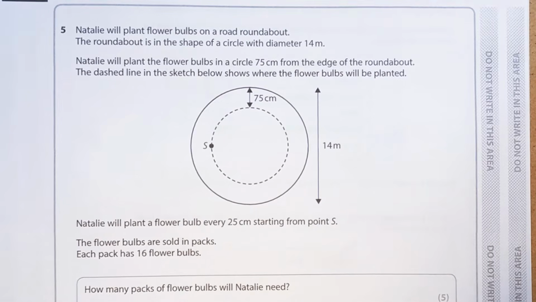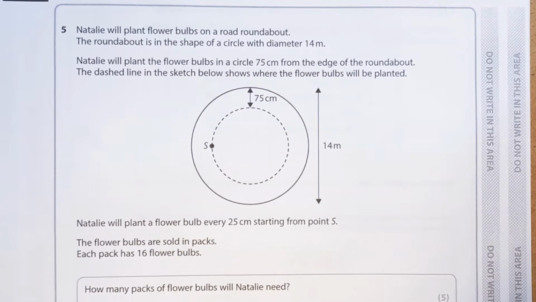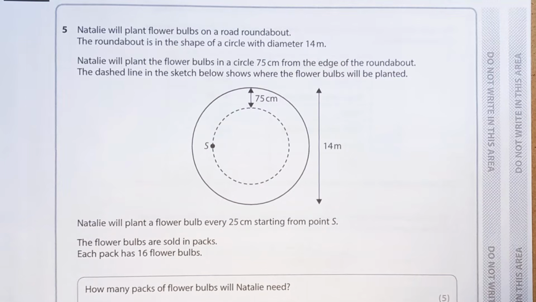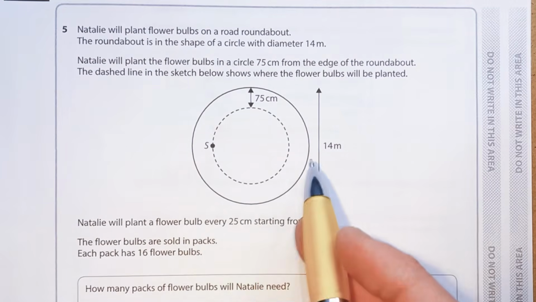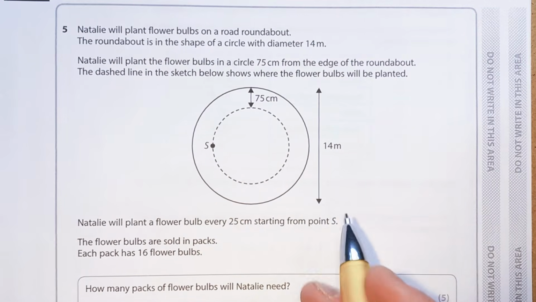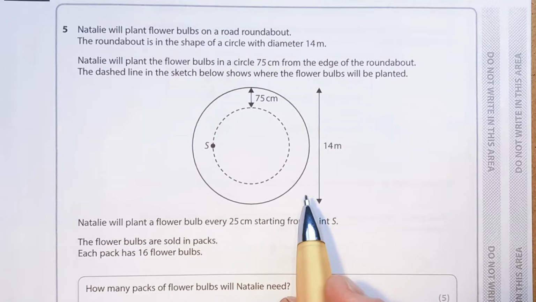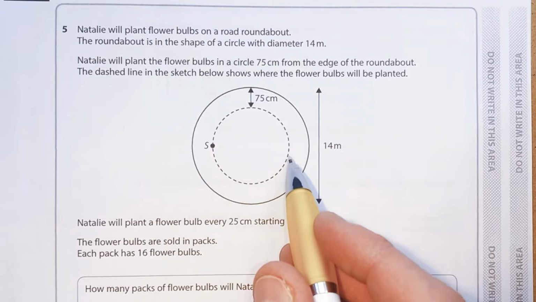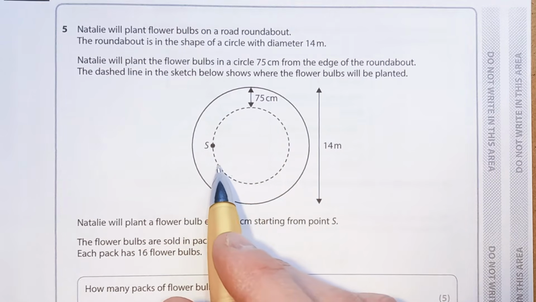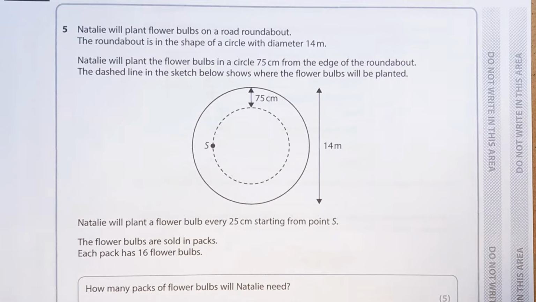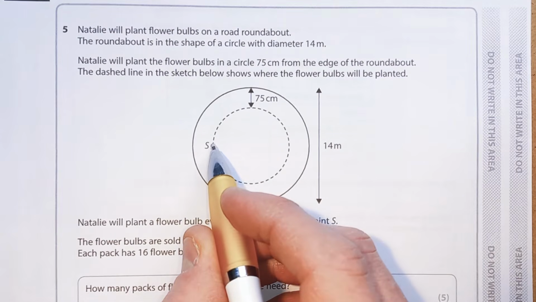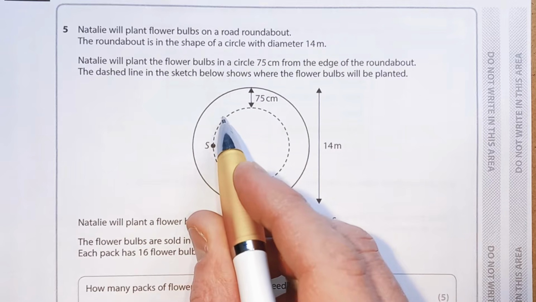Question 5. Natalie will plant flower bulbs on a road roundabout. The roundabout is in the shape of a circle with diameter 14 metres. So we've got this here, so all the way through the circle is 14 metres. Natalie will plant the flower bulbs in a circle 75 centimetres from the edge of the roundabout. So this dotted line here. The dashed line in the sketch below shows where the flower bulbs will be planted. Natalie will plant a flower bulb every 25 centimetres starting from point S. Okay, so one here, 25 centimetres long, another one, and another, and another.